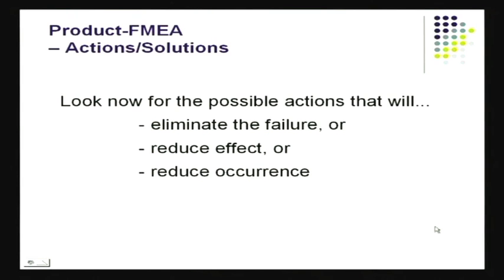So what are the various possible actions I'll be taking? If you look at the possible actions, I'll try to eliminate the failure, or I'll try to reduce the effect of it, or I'll try to reduce the occurrence. So either I eliminate it altogether by taking some design action or by rectification action, or I try to reduce the effect of it. I take some preventive steps there, or I reduce the occurrence. Any of these things, if these are done, they are going to impact your RPN, and that's going to be a big plus.